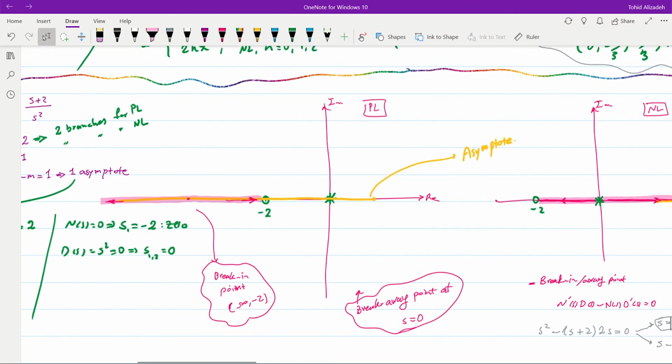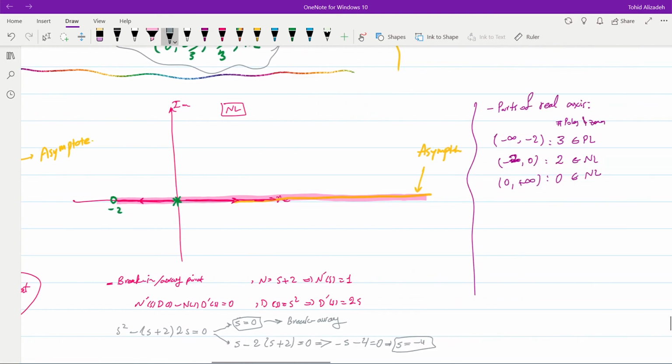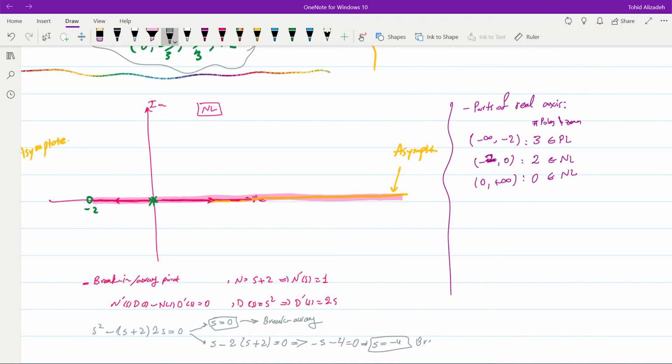And then s equal to minus 4 logically lies in the real axis which belongs to the positive locus. Let's say it's over here, minus 4. It will be a break-in point. So this is the break-in point for us.